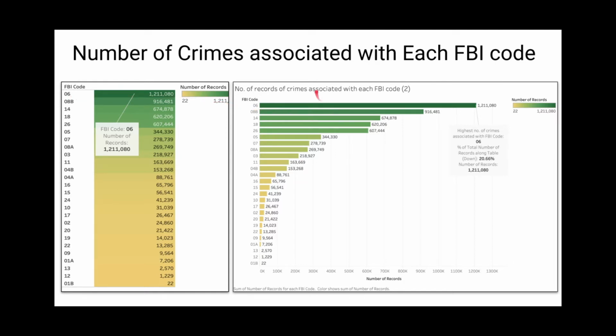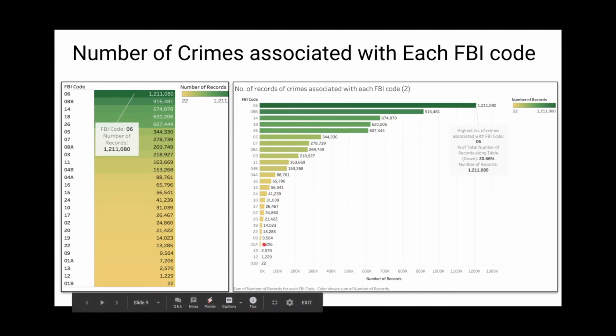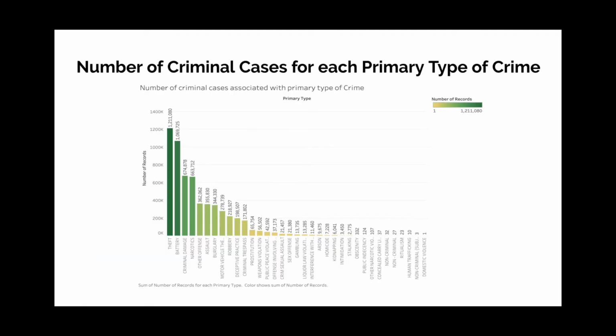We can also see in this bar graph that FBI code 6 is associated with the highest number of crimes. The second highest is FBI code 08, and so on. Now coming to the next slides, that show the number of criminal cases for each primary type of crime. I have made a bar graph to show the number of criminal cases for each primary type of crime.